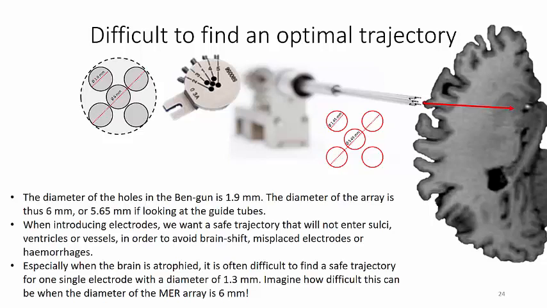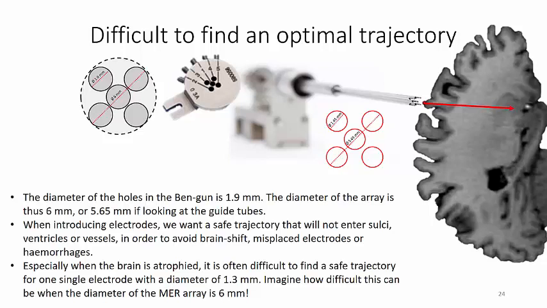It might be difficult to find an optimal trajectory. The diameter of the holes in the Ben's gun is 1.9 millimeters, and the diameter of the whole array is thus 6 millimeters, or 5.65 millimeters if looking at the guide tubes. When introducing electrodes, we want a safe trajectory that will not enter sulci, ventricles or vessels in order to avoid brain shift, misplaced electrodes and hemorrhages.